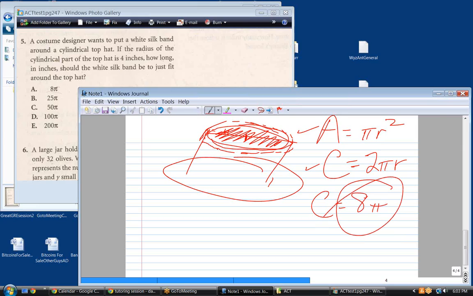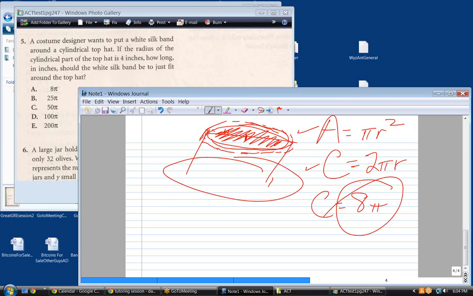And you should always look at the answers before trying to solve the problem. A lot of times, a lot of good information will be exposed by the answers that you're looking at.